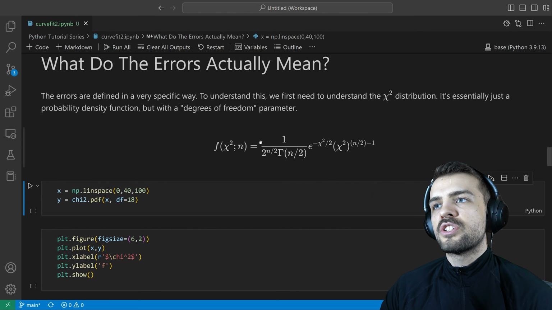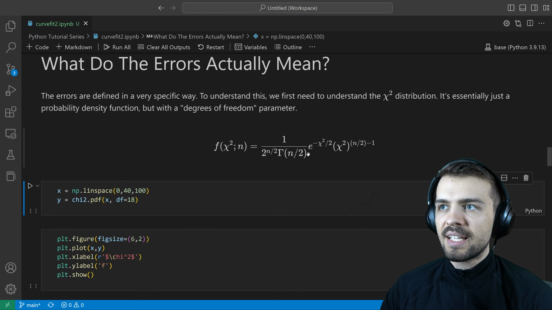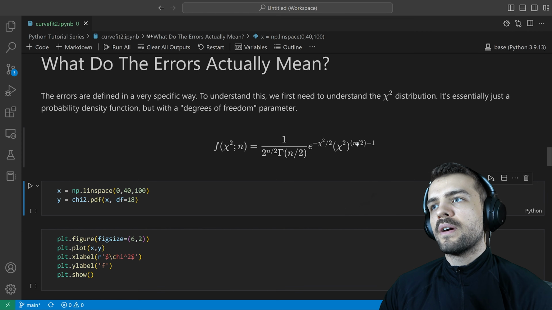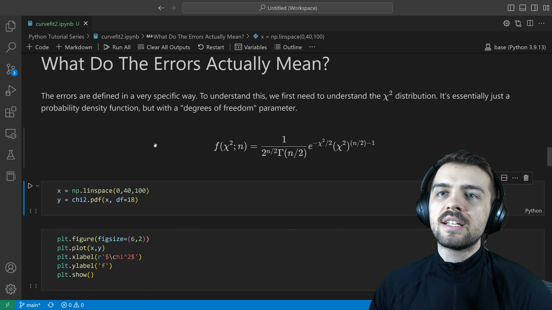It's 1 over this. This is just a constant. It's a number times e to the negative chi-squared over 2. Well, chi-squared is the variable, so it's an exponentially decaying function, times chi-squared, and then n over 2 minus 1. So it's essentially just a basic probability density function.